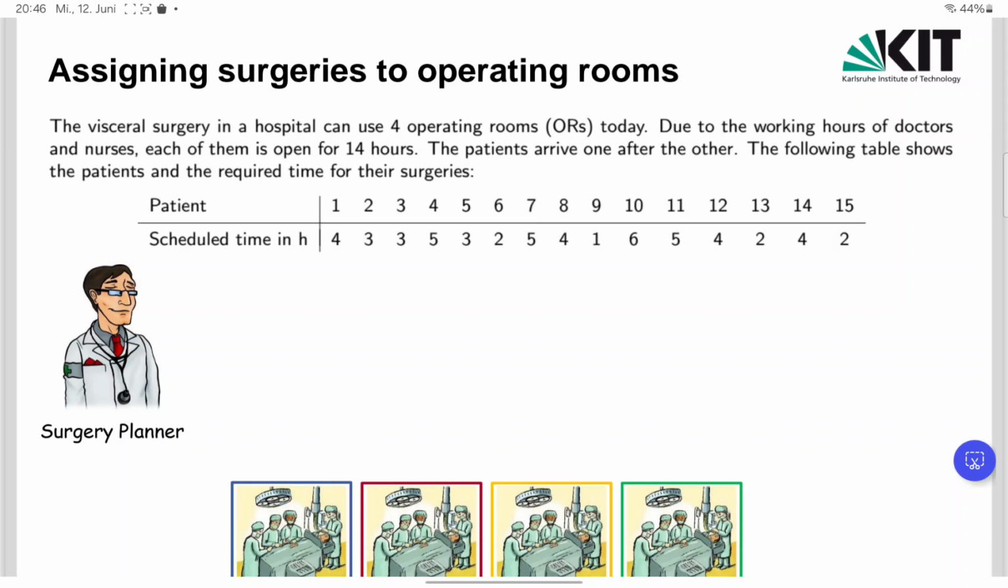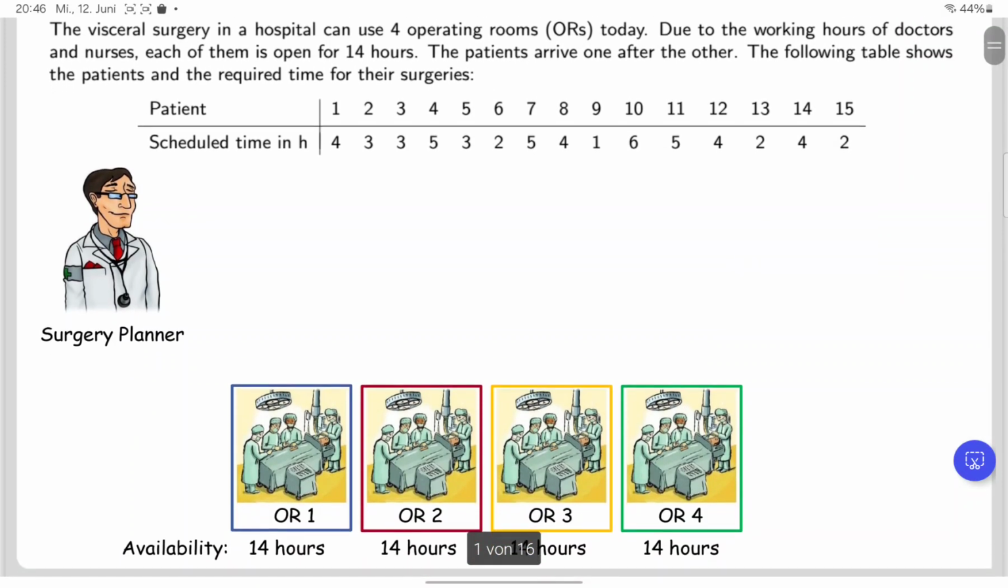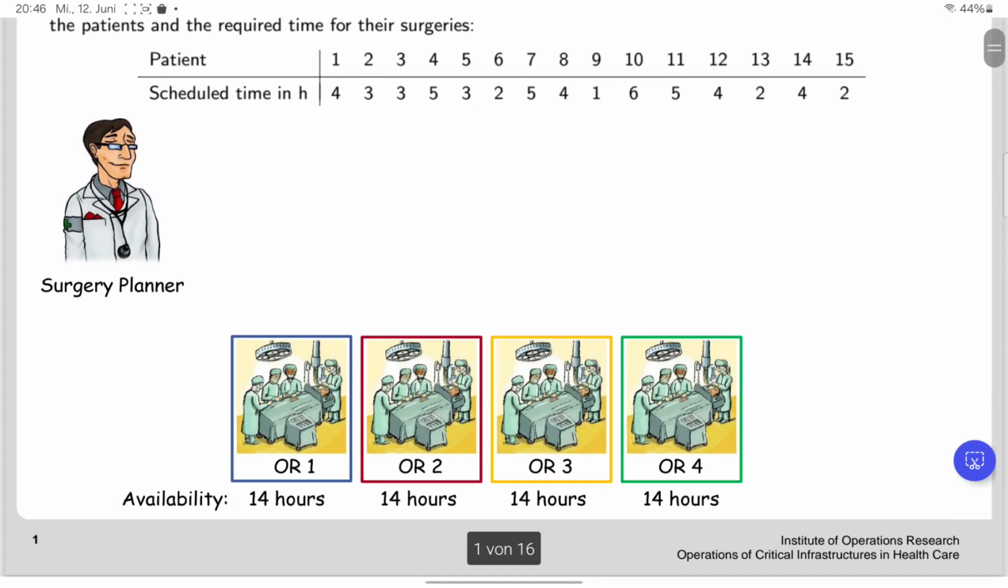So we are basically in an online setting here, and after the patient was examined, we know at least the expected duration of the surgery. So the first patient needs 4 hours, the second 3 hours, and so on. Okay, and here a bit of visualization. So we have 4 operating rooms for today, and each of these operating rooms has 14 hours capacity. Okay, and now as a planner we have to decide which patient to assign to which operating room.